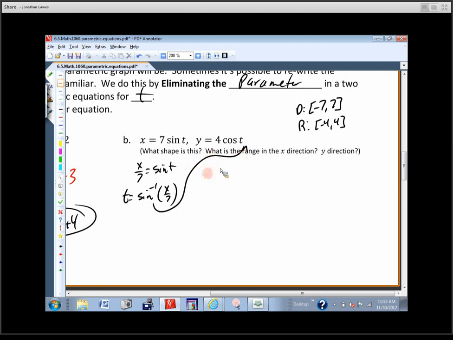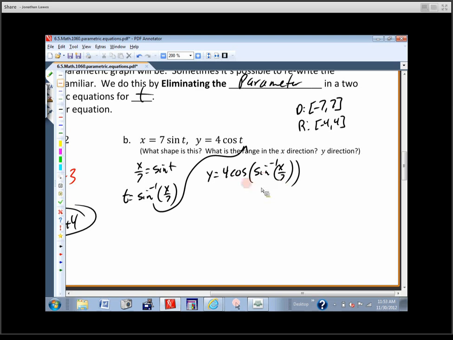So this is what I've got now. I've got y equals 4 cosine of the sine inverse of x over 7. Now, technically, have we eliminated the parameter? Are the t's gone from this problem? They are. But normally we'd want to clean this up and make this look just a little bit better.